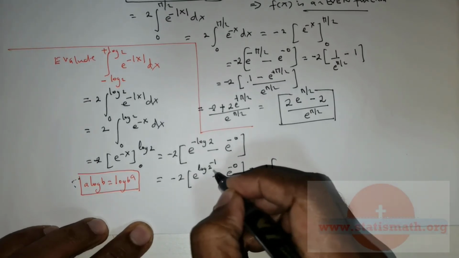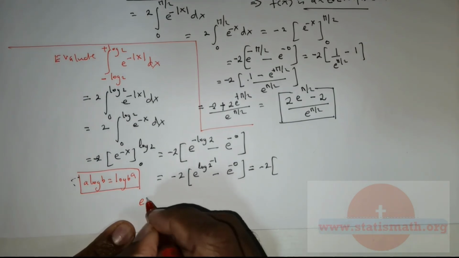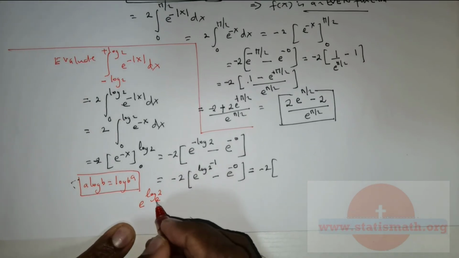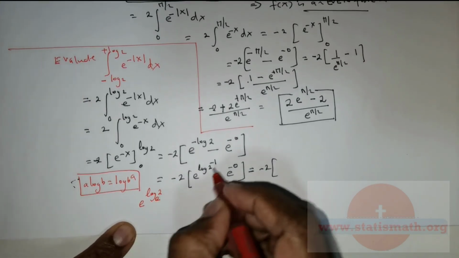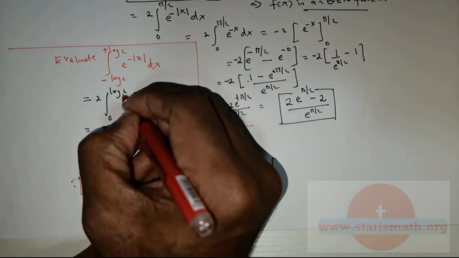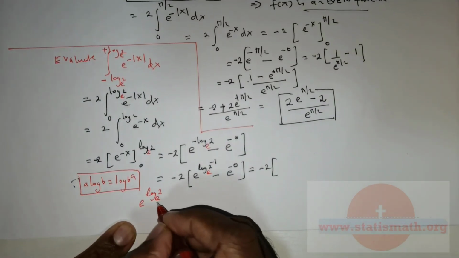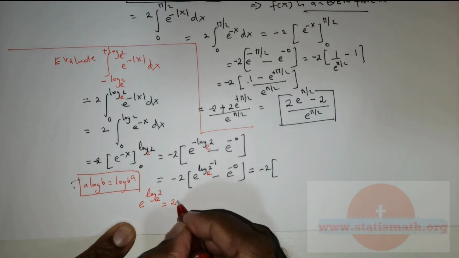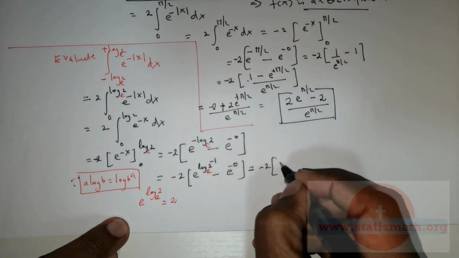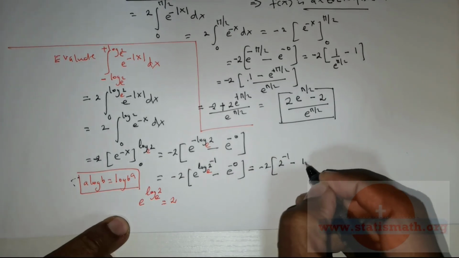Now this can be further rewritten using another formula, which says that e raised to the power log 2 to the base e is 2. It is important that the base should be e. Only if the base is e can we use this formula. When the base is e, this is nothing but 2. Have that in mind. Now taking the base to be e, we would have 2 to the power negative 1, followed by e raised to the power 0, so that's going to be 1.